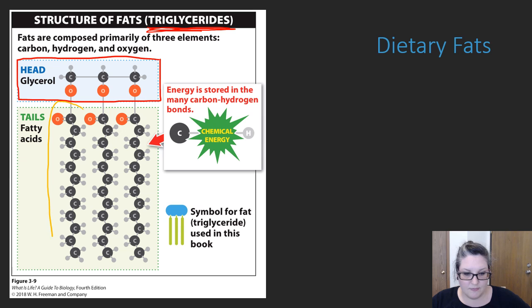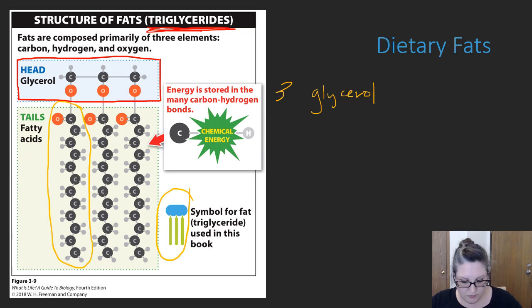Each of these is a long carbon chain, and it kind of looks like a tail, and we call it a fatty acid because it has acidic properties. We'll talk about acids and bases later on, but it's a fatty acid. And there are 3 of them connected to the glycerol molecule. So we call it a triglyceride, meaning 3 things attached to a glycerol molecule.